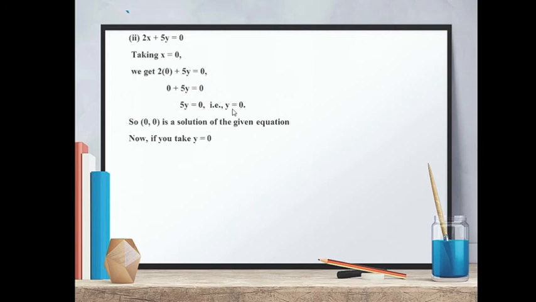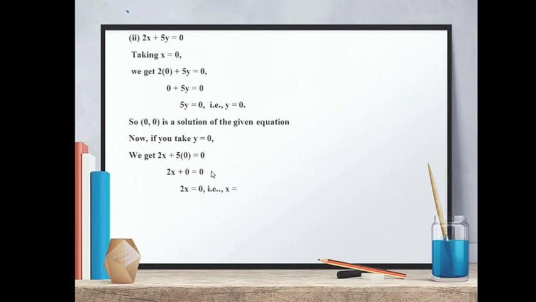Now we have taken x as 0, and now I am going to take y as 0. Then we get 2x plus 5 into 0 equals 0, and 5 into 0 is 0, that is 2x plus 0 is equal to 0, that is 2x equals 0.